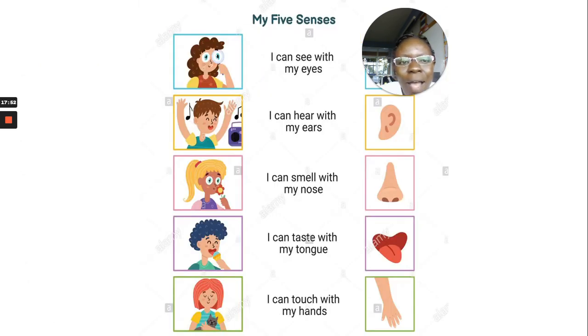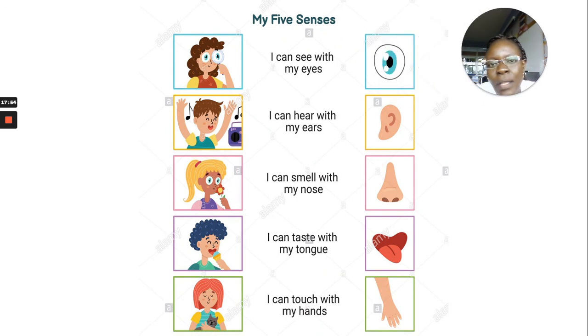Now I need us to read this together. My five senses. I can see with my eyes. One more time. I can see with my eyes. Number two, I can hear with my ears. I can hear with my ears. Number three, I can smell with my nose. I can smell with my nose.